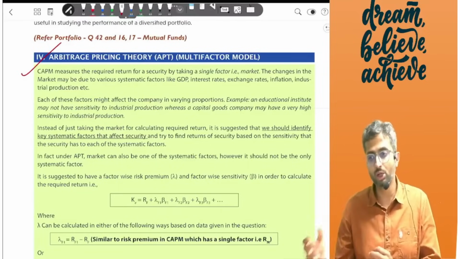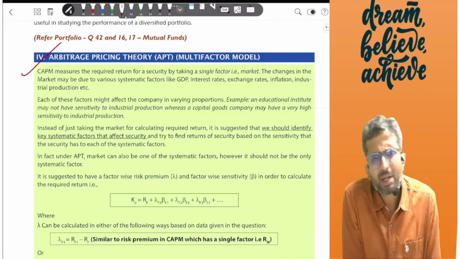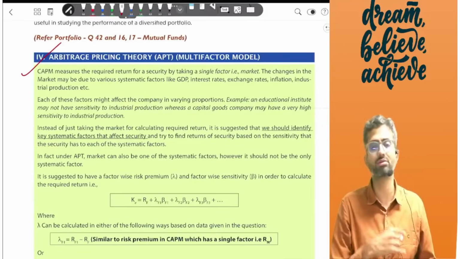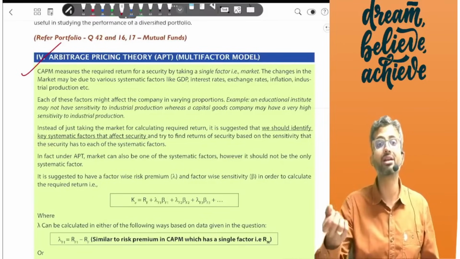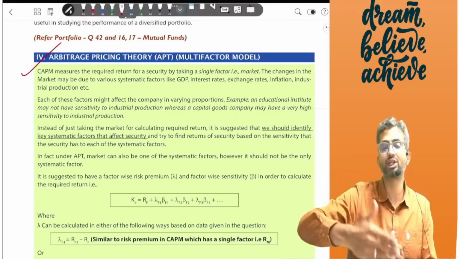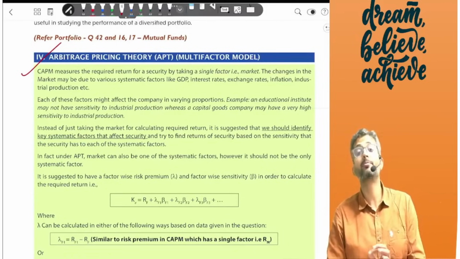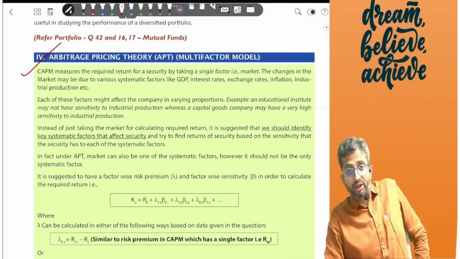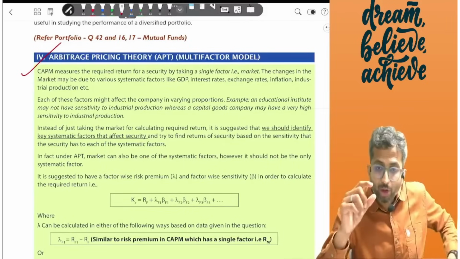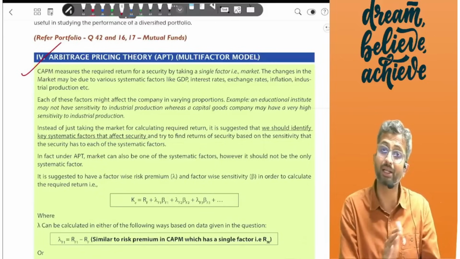And hence over here what we try to do is we try to find the relevant factors for a security. Maybe 4 or 5 factors, there's no list. Maybe inflation, maybe GDP, maybe industrial production, maybe oil prices, exchange rates, and try to find the sensitivity of your security, the responsiveness of your security to the overall movement of that particular factor, rather than taking market as the only factor.